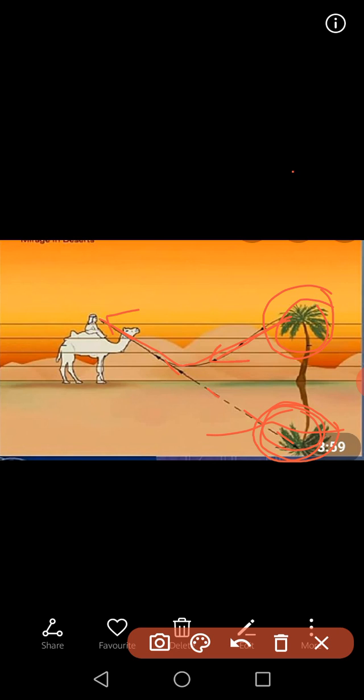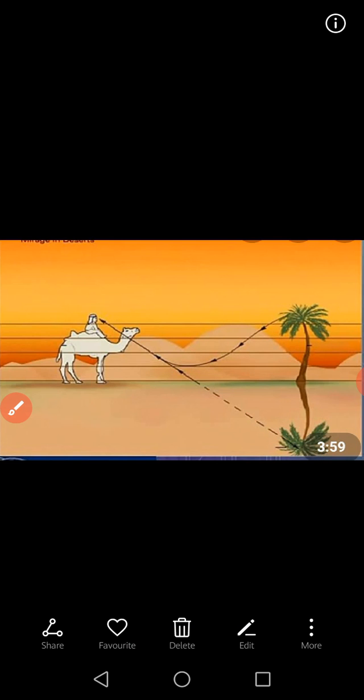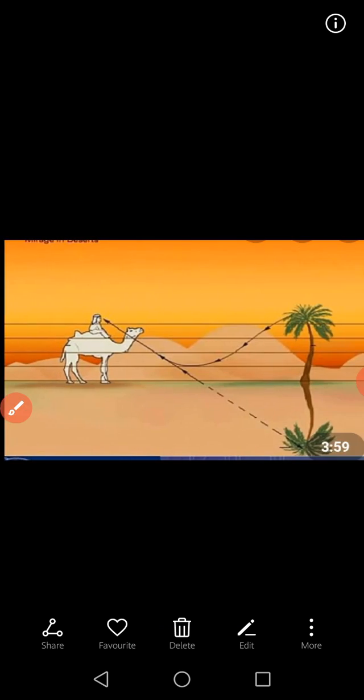But as the person approaches near, this illusion will go away, and he will not find any water here actually, right? So why is this phenomenon happening? Because of the different density of air layers, right? That is why this phenomenon is happening. So this is about mirage. Now about looming.